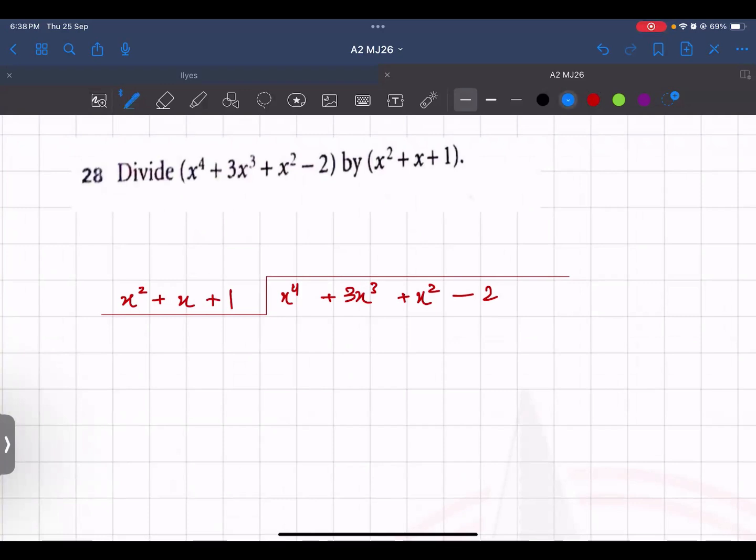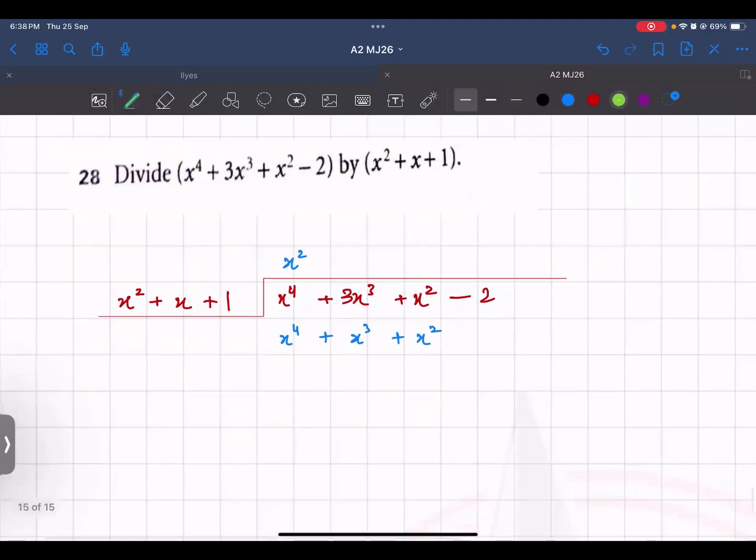The logic will be the same. First of all, you choose the first term of your divisor, x square, and you multiply x square with x square so that it becomes x power 4. Then you multiply the rest of the divisor with x square, so this becomes plus x cube and then plus x square. Then you change the signs for all of them, so this becomes minus, minus, minus, and then you add them.